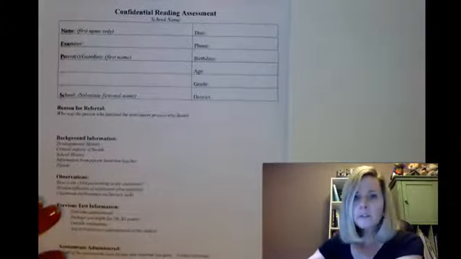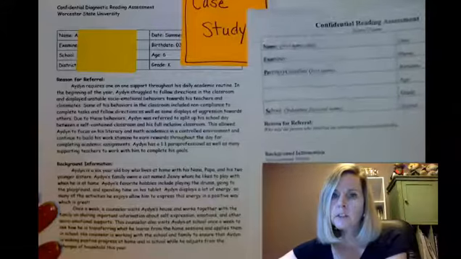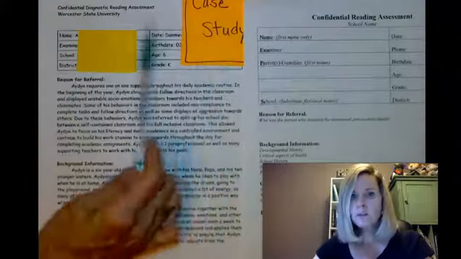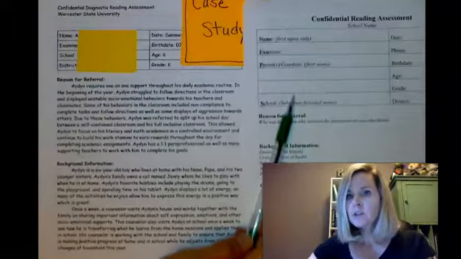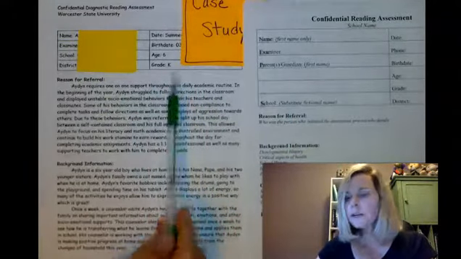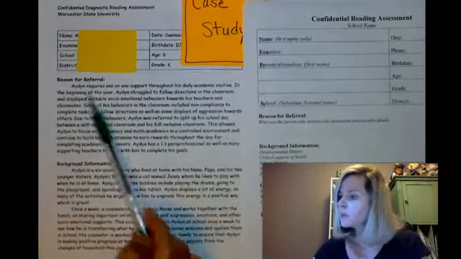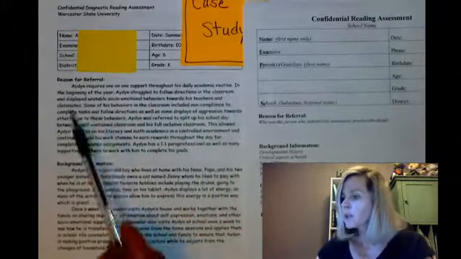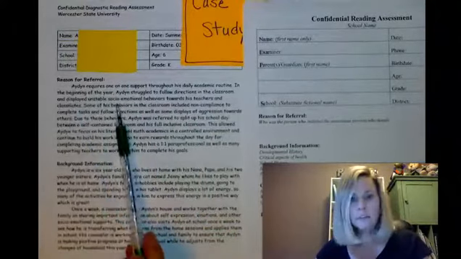So if we look at this particular template, you'll notice I tried to white out some of the information, so some of it's covered. You'll notice that this student still followed the same format, but it's not exact. She sort of omitted some lines, right? So this was about a kindergarten student, right? So we have reason for referral here, right? She talked about how Aiden requires one-to-one support throughout his daily academic routine, right? So talking about the beginning of the year, how he had trouble following directions in the classroom in kindergarten, right?